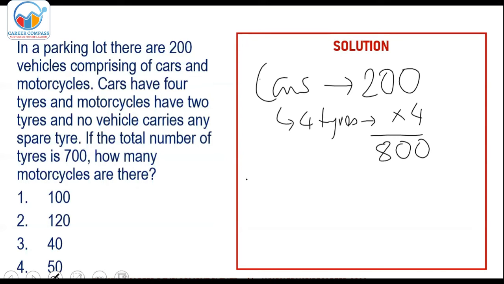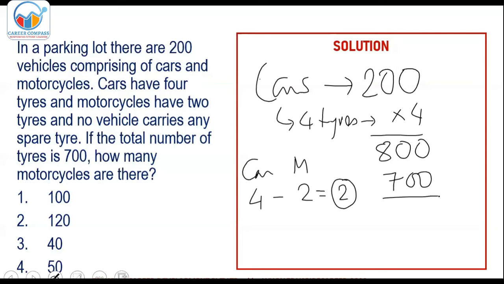Now we know each car will have 4 tires, which means the total number of tires should be 800, right? Now see, one car has 4 tires and one motorcycle has 2 tires. So we can say that a motorcycle has 2 fewer tires as compared to a car. Now here they have said the actual number of tires is 700. So we have 100 fewer tires, right?